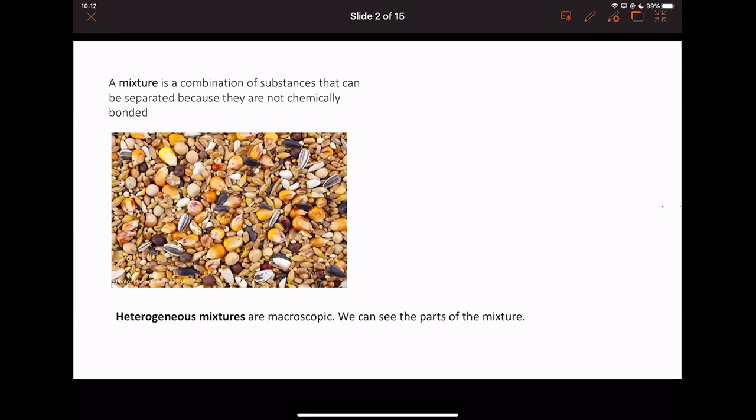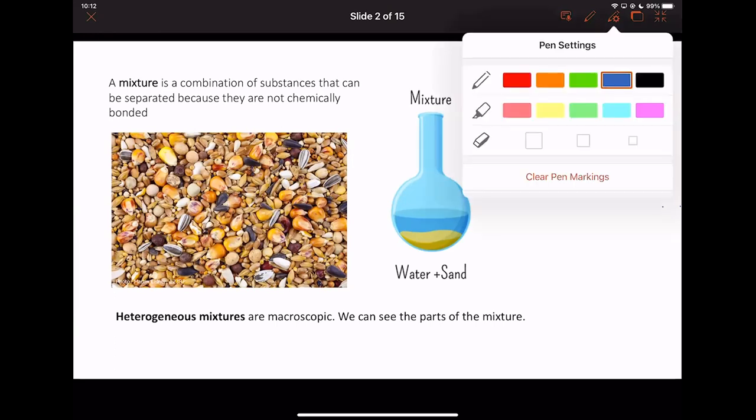Most things that are mixtures that we can see, like everything you have in your room right now, your pens, the stuff in front of you, that's all a mixture, and none of it's bonded together. But an example of another heterogeneous mixture, getting to the smaller level, is when you take water and sand. You put sand in the water and the sand does not dissolve. So that is a heterogeneous mixture.